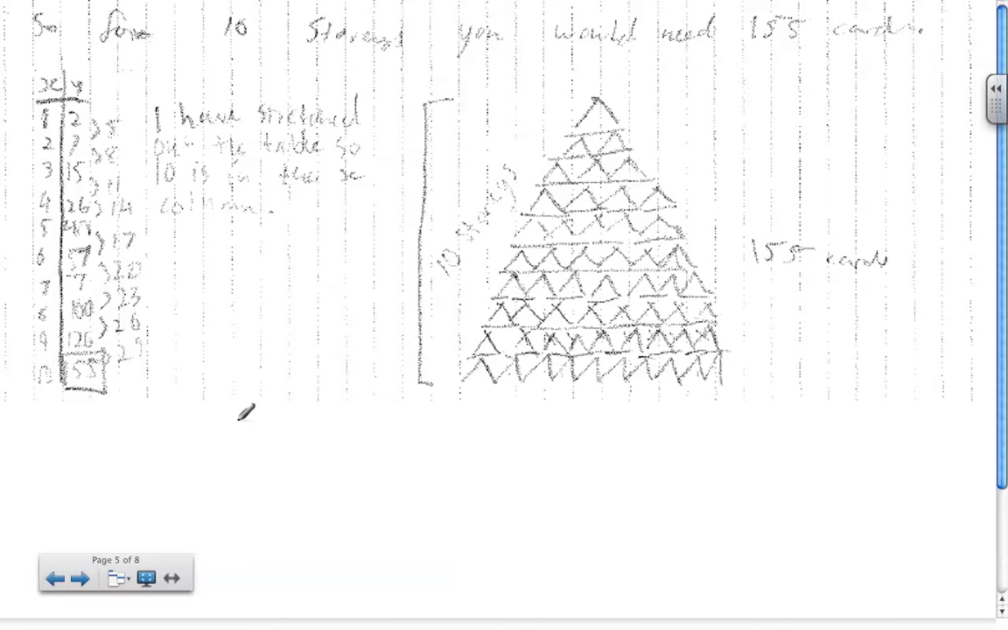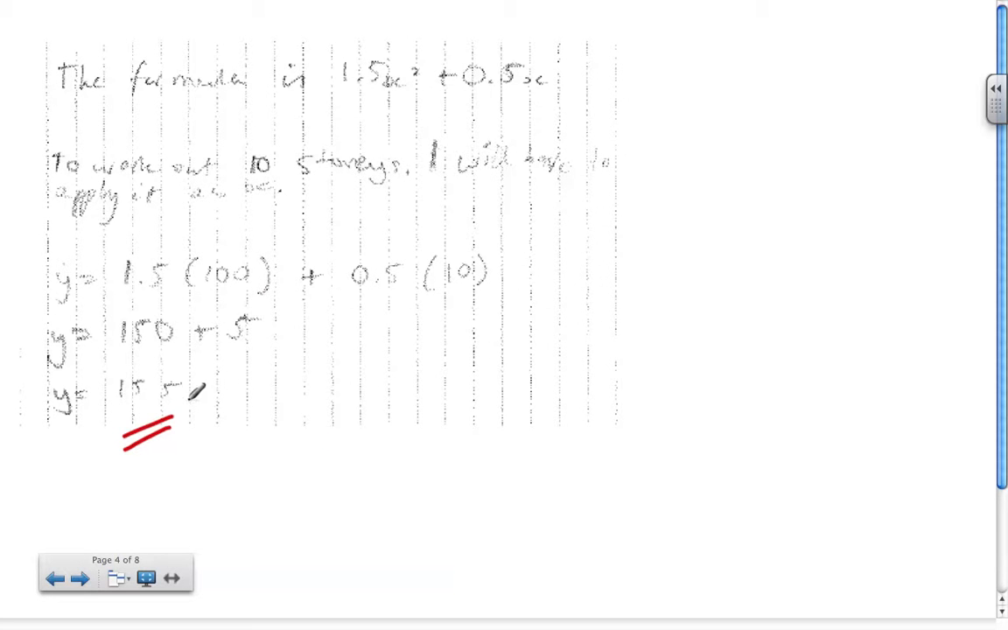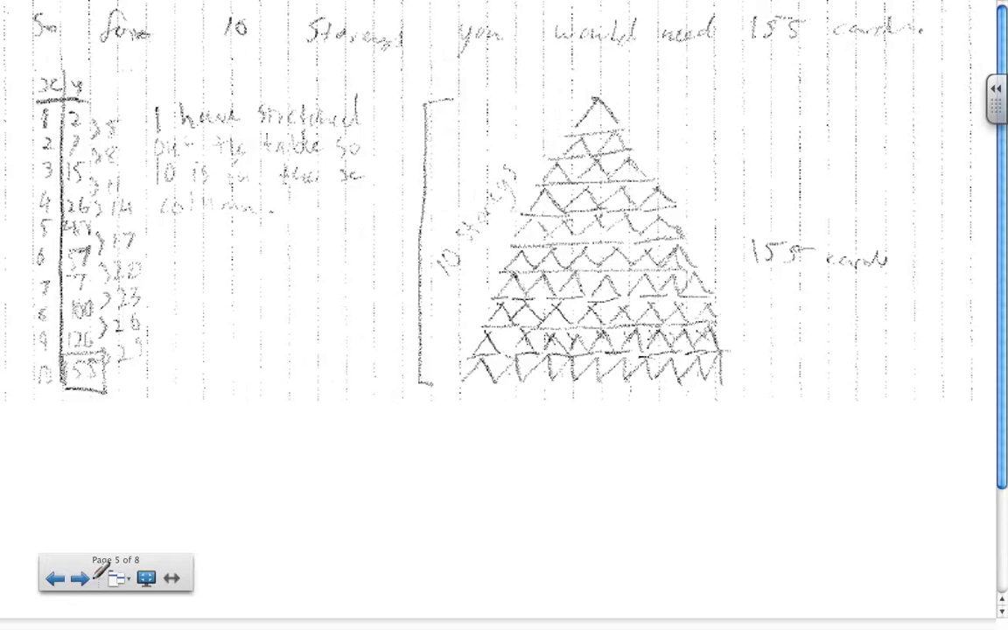So first of all, they've substituted into the formula and got 155, and then they've checked this by just extending the table and purely following the pattern that was noticed in the first place, that the first differences were going up by 3. And then they've justified it even further, which is really nice, by drawing the diagram for 10 stories. So that's a good verification, I think, that the formula seems to work.